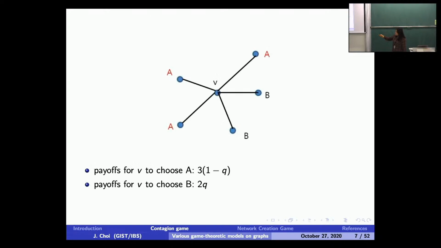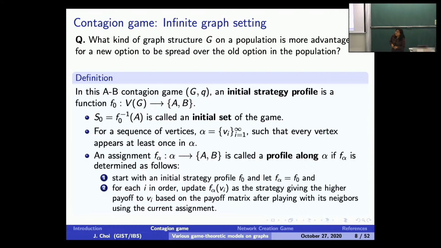I have a question. In the example, all of the neighbors of vertex V already had chosen something, right? Yes. So a vertex only plays if all of its neighbors already have chosen, or how does it work? No, they have these options already.